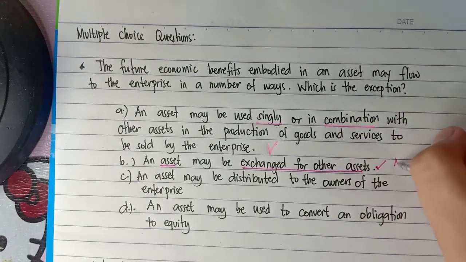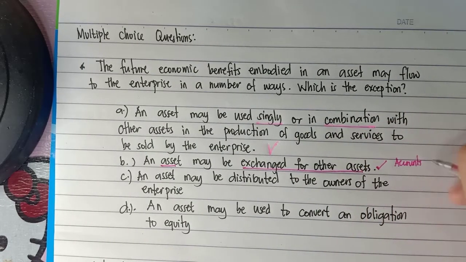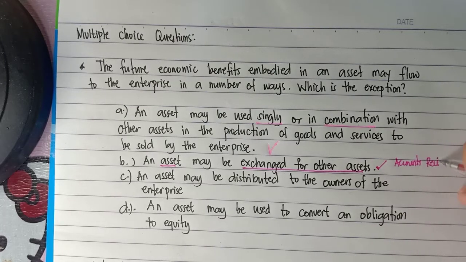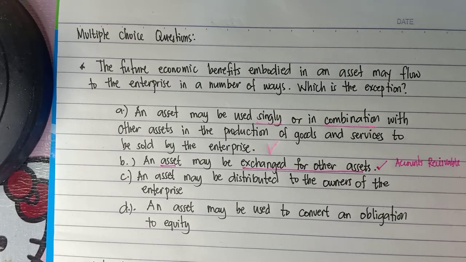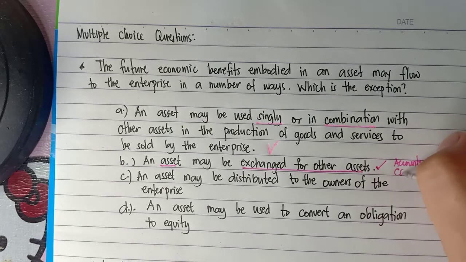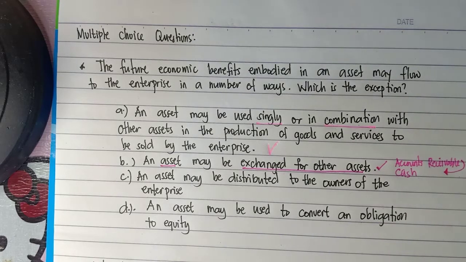For example, the accounts receivable is considered as an asset. Diba? Accounts receivable, those are to be collected with the customers. And if the customers pay the accounts receivable in cash, so this accounts receivable is converted into cash. Therefore, both of them are assets. So, therefore, an asset may be exchanged for other assets.